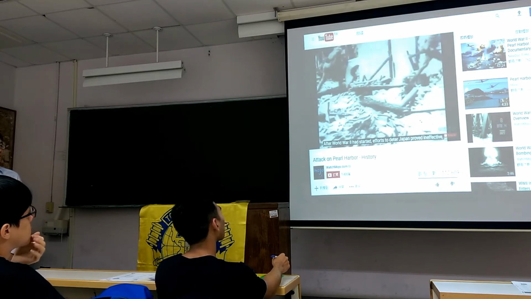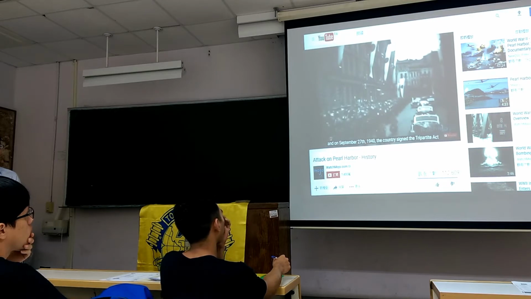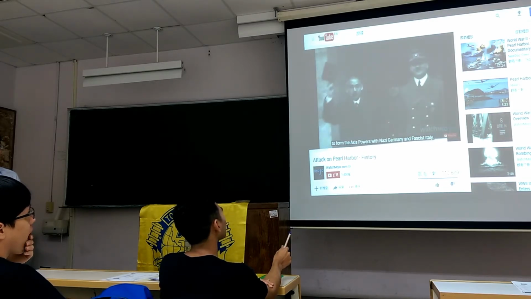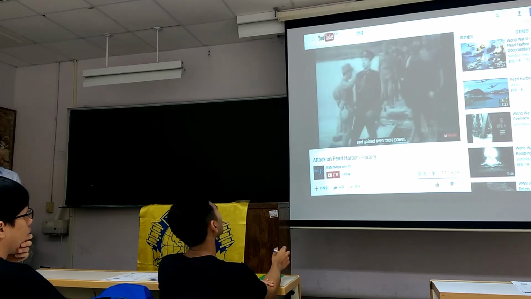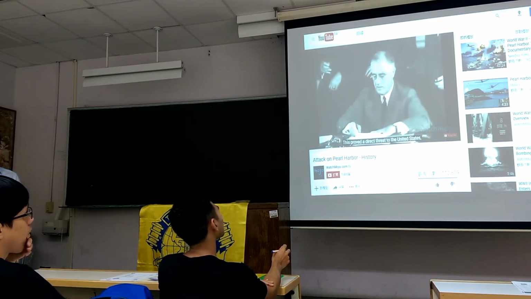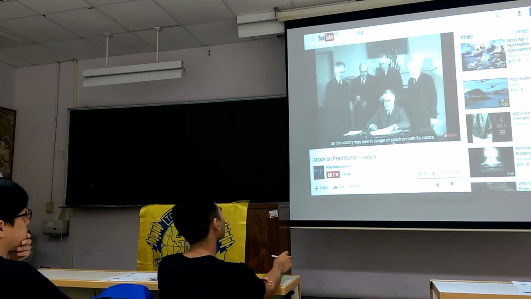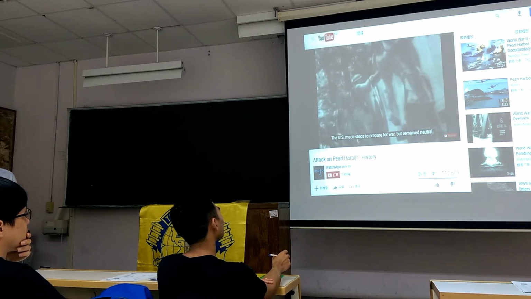After World War II had started, efforts to deter Japan proved ineffective, and on September 27, 1940, the country signed the Tripartite Pact to form the Axis powers with Nazi Germany and Fascist Italy, and gain even more power. This proved a direct threat to the United States, as the country was now in danger of attack on both its coasts. The US made steps to prepare for war, but remained neutral.